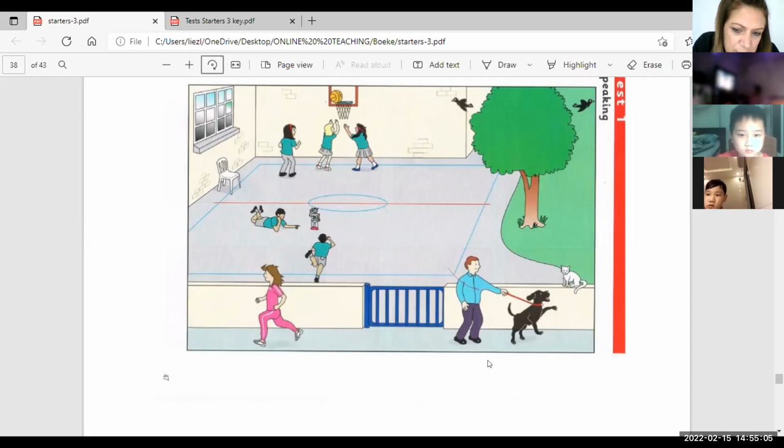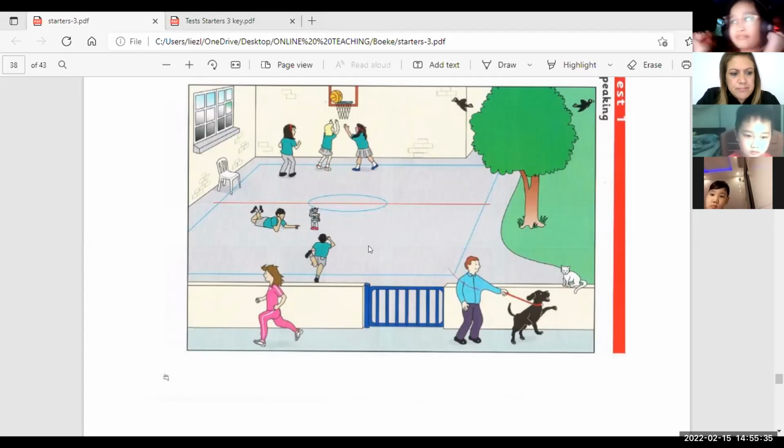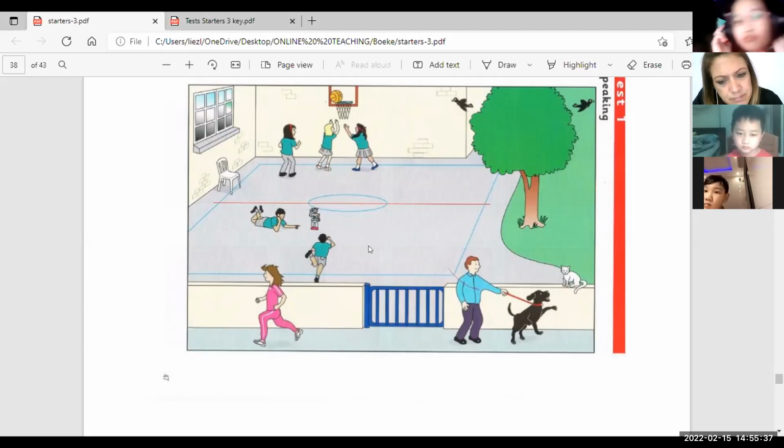Boy, what can you see? Tell me, what can you see? The man working a dog. A dog. Good. Is a man walking a dog? Cat. Okay, Tai, what can you see?